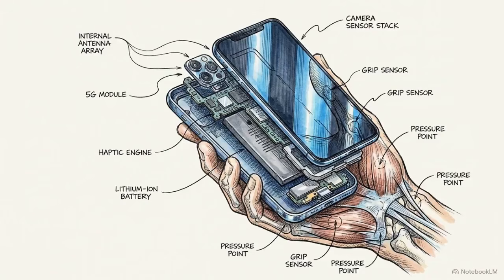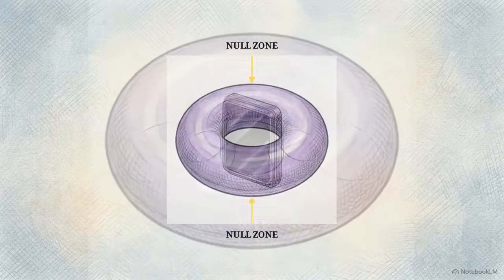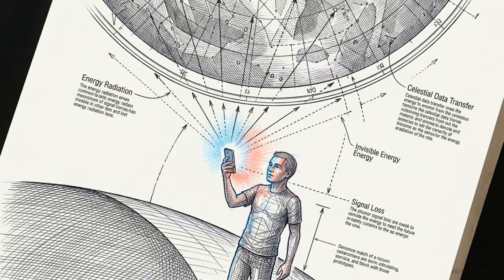So, the next time you use your phone, remember, you're shaking electrons to launch waves. Those waves travel in the shape of a giant donut, and that energy loss is the only thing the transmitter feels as it sends your data into the world.